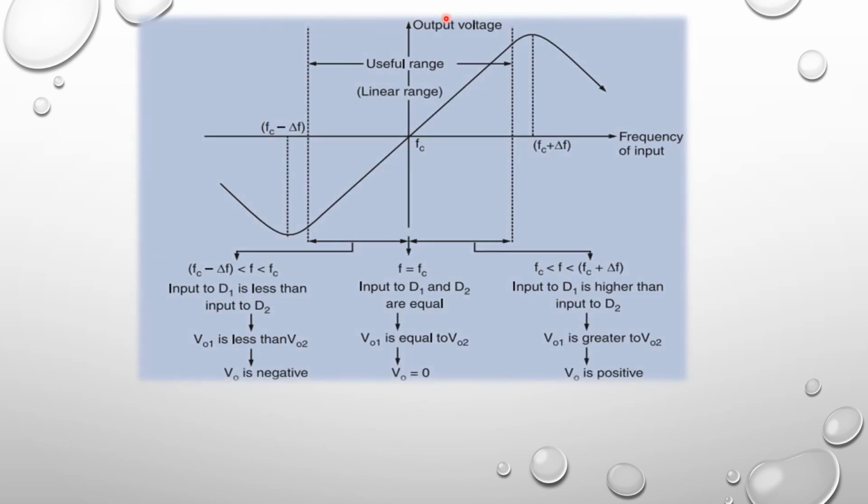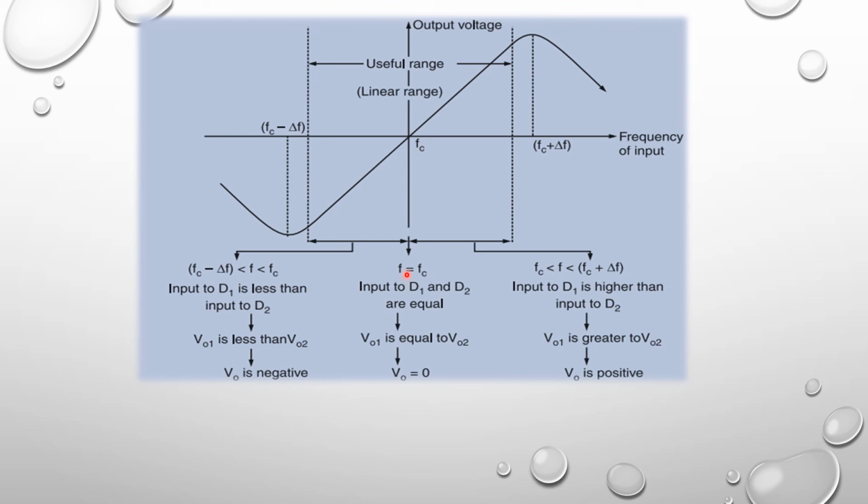And this is the characteristic of the balanced slope detector. So vertical line is the output voltage and horizontal is the frequency of input, and this is the carrier frequency, and this is the upper range Fc plus delta F, and this is the lower range Fc minus delta F, and this is the useful range.